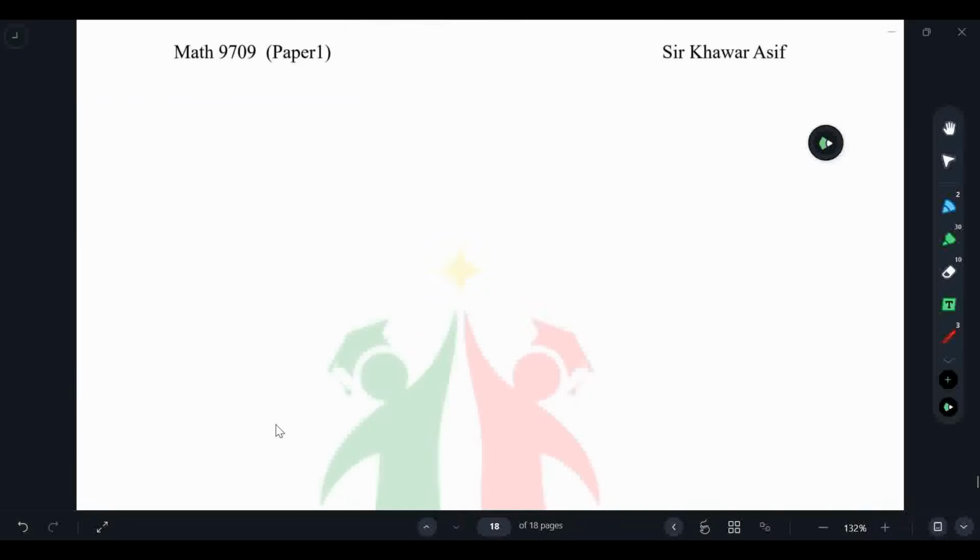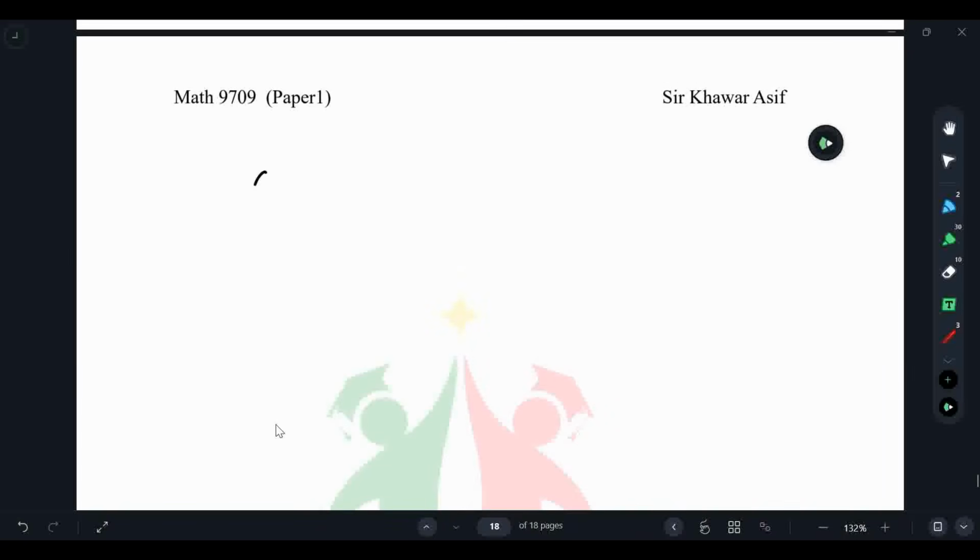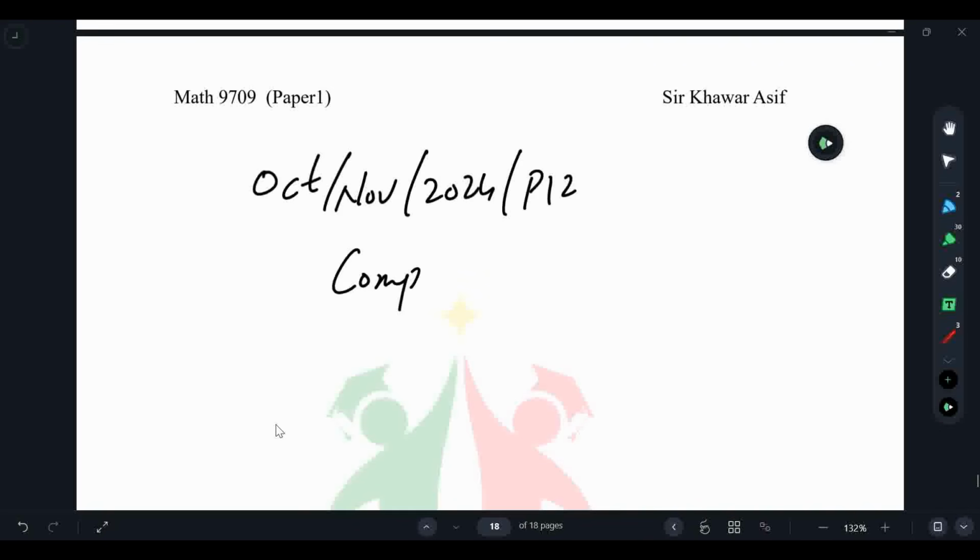So that is it for today. Today we have discussed the October November 2024 paper 1-2, and we have discussed the complete solution of this paper.